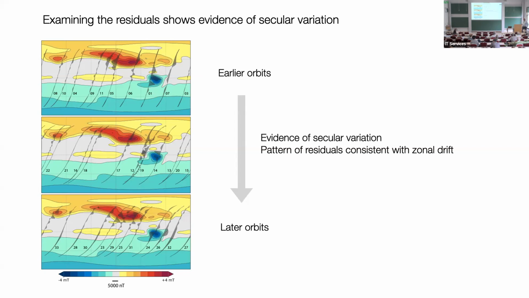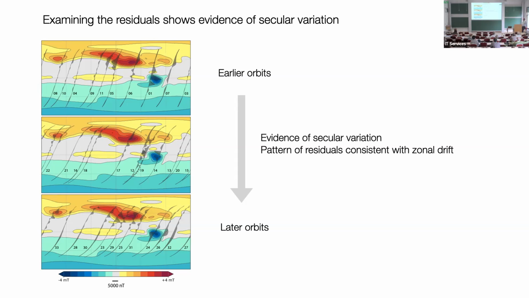And that change is consistent with the blue spot moving somewhat towards the east. And likewise, up here in the Northern Hemisphere flux band, we've also got a systematic change in the sign of the residuals, which is also consistent with that region moving towards the east.